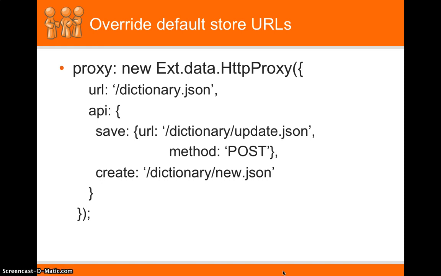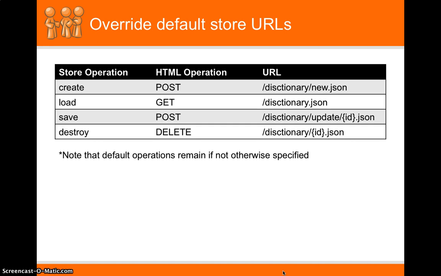If we wanted to change the URL of create, we'd just do dictionary/new.json. And since we didn't change the method, it'll still generate a POST. Here's a table of the operations. Once again, we'll see that the create has a POST with a new dictionary, new.json. Load, same default GET operation on the dictionary.json.